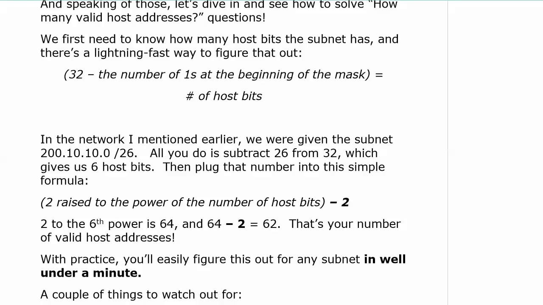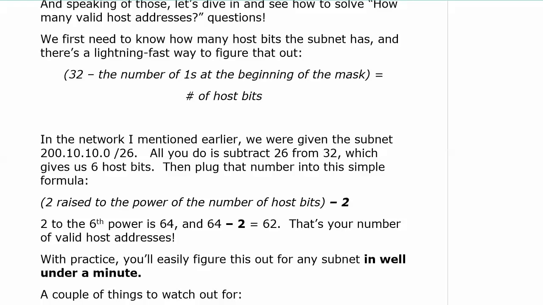We're almost done. Remember that gotcha I mentioned? It's very small, but here it is. We're almost done because you're going to raise 2 to the power of the number of host bits and then subtract 2. That's your number of valid host addresses. And with practice, you can figure this out for any subnet in well under a minute. Because all you got to do, again, this would be 32 minus 26. You got 6. And then it's 2, 4, 8, 16, 32, 64. Subtract 2, which I've bolded twice, and that equals 62.